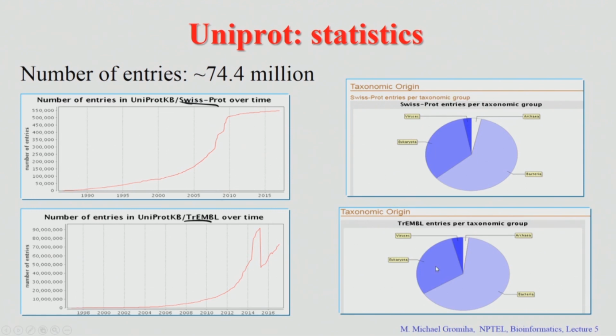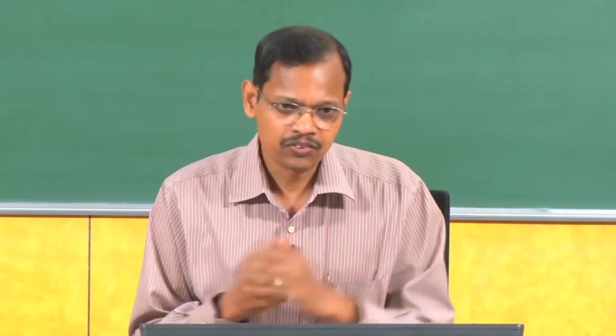Now, the question is, there are many proteins in the database, so what is the average length of the protein? It is 315 amino acids based on all the proteins deposited in the UniProt database.